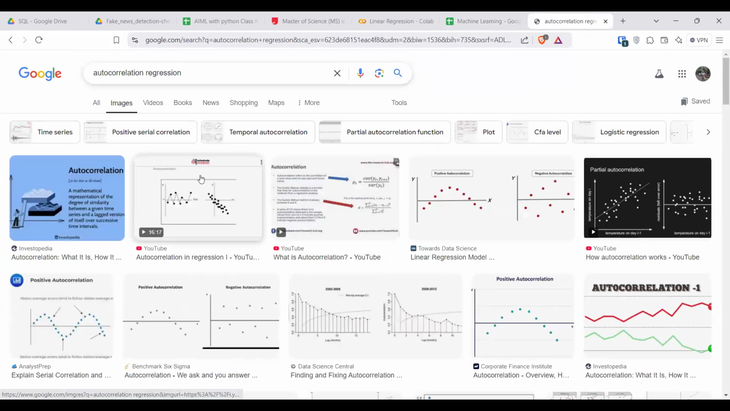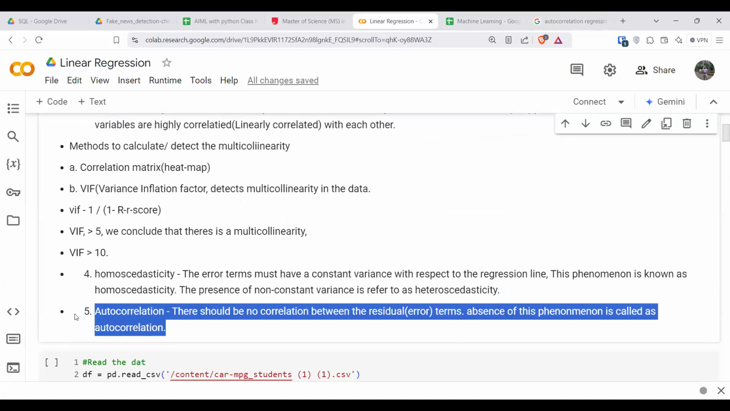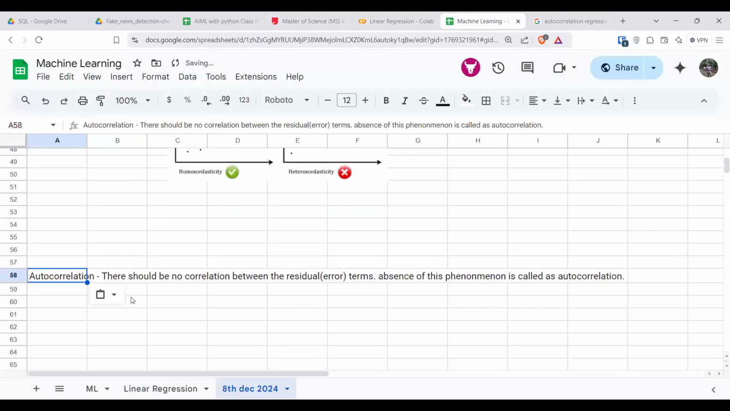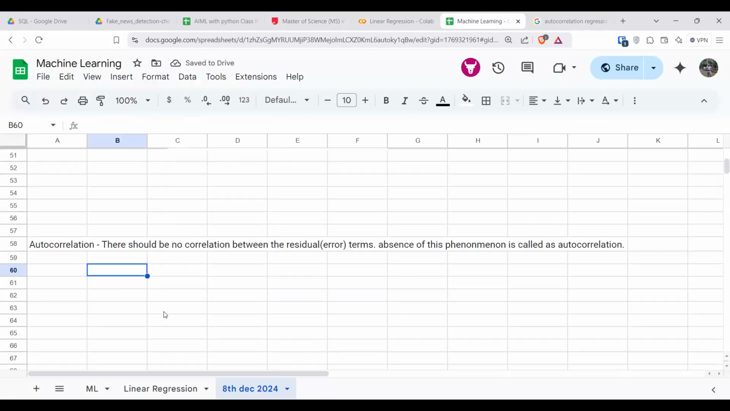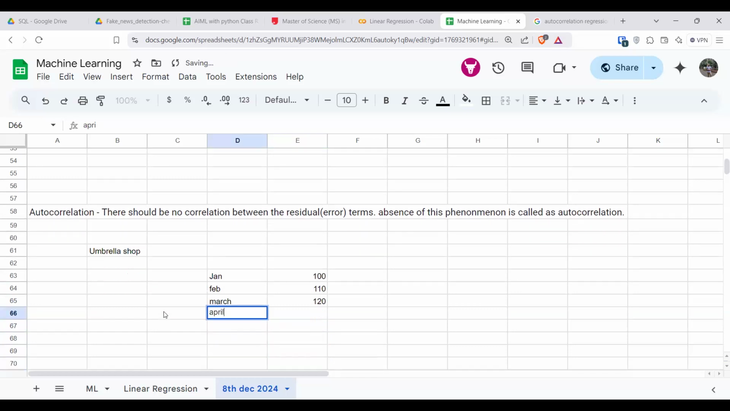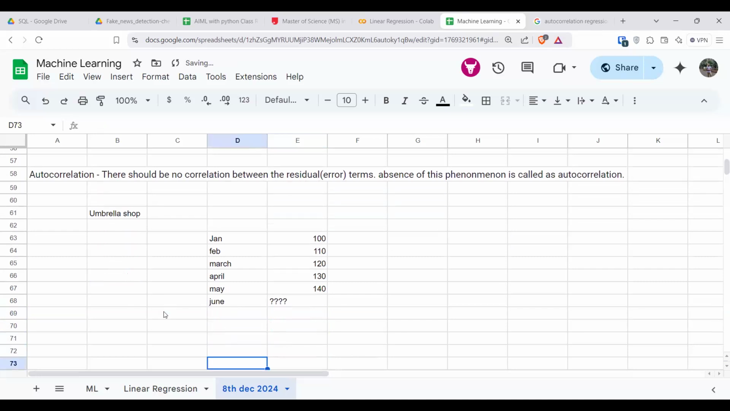Now let's move towards autocorrelation. If we have to see it in very simple terms, we can consider autocorrelation like this. Suppose you are working in, let's say, an umbrella shop, and for January your sale is 100. For February, the sale of umbrellas is 110. For March, it's 120. For April, it is 130. For May, it is 140. If I ask what will be the sale of June, you can easily answer. What is that answer?